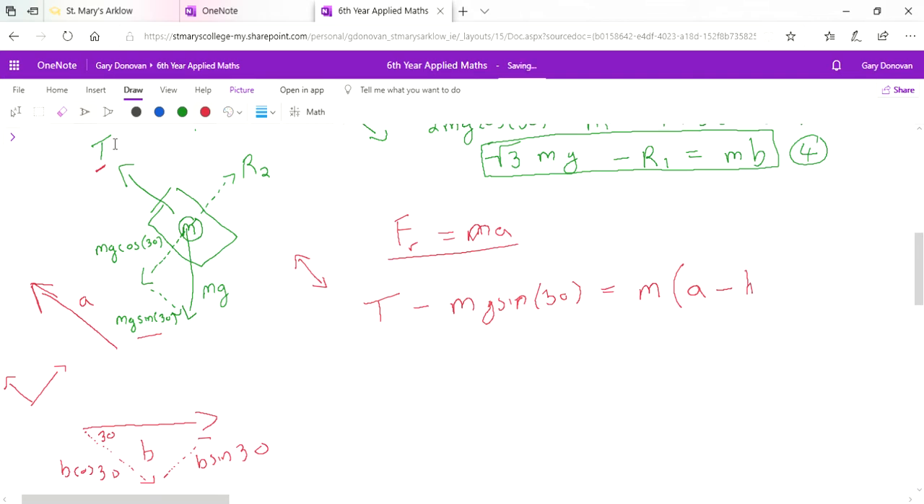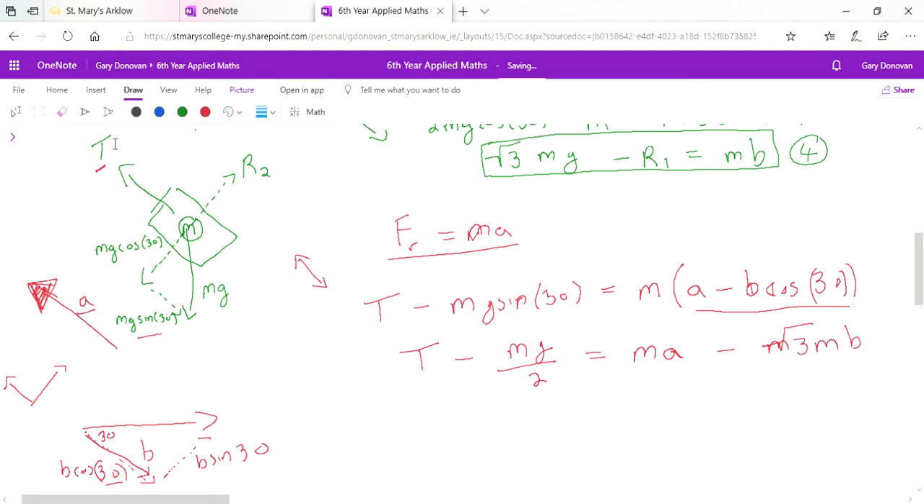We have to take that acceleration b cos 30 away also. Remember, our forces, we add or subtract because they're vectors, so these are the forces in that direction. For our accelerations, they're vectors as well. So if it's accelerating up the plane with an acceleration a, down the plane with an acceleration b cos 30, its overall acceleration will be a minus b cos 30. Well, this equation just becomes T minus mg over 2 equals ma minus root 3 mb over 2. And that is equation 5.